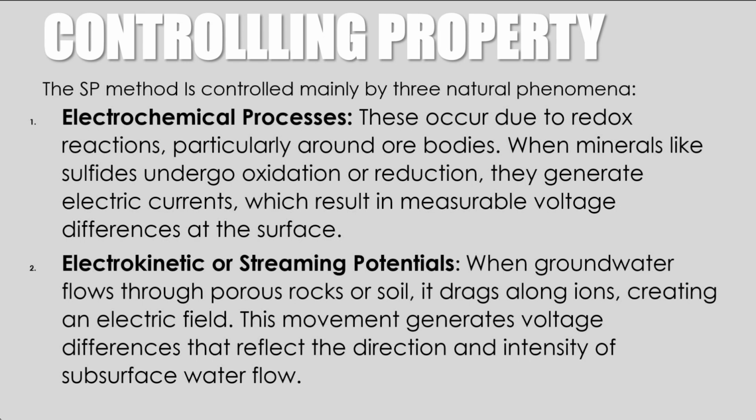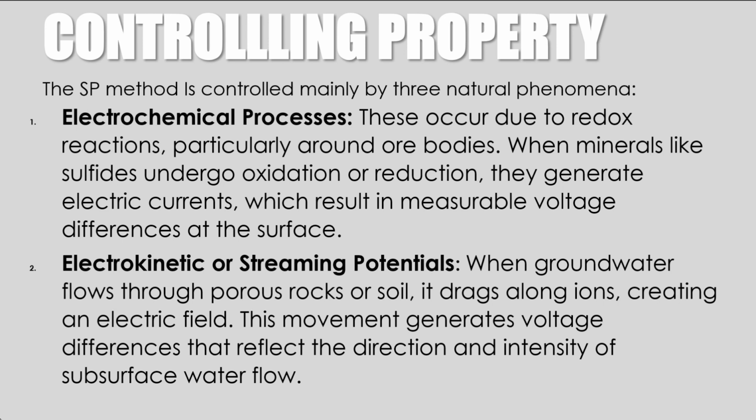The self-potential method is controlled mainly by three natural phenomena. First, we have electrochemical processes. These occur due to the redox reaction, particularly around ore bodies. When minerals like sulfides undergo oxidation or reduction, they generate electric currents which result in measurable voltage differences at the surface.